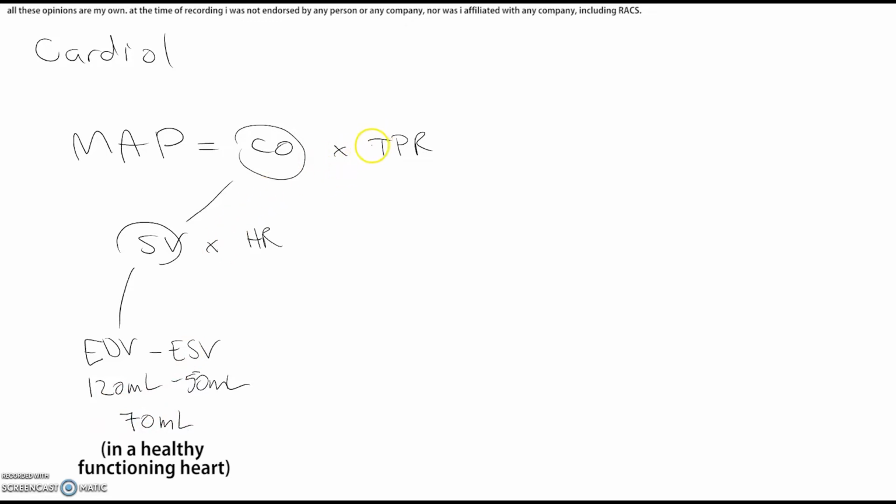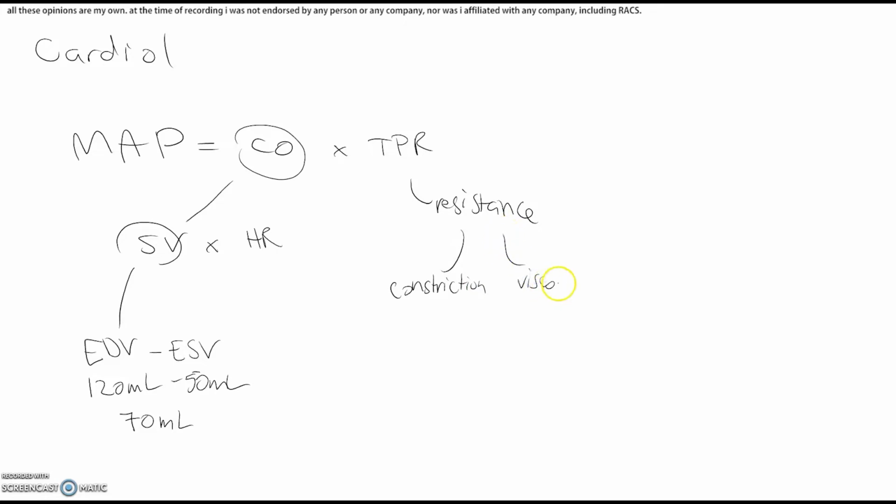Now, our total peripheral resistance is the measure of resistance within the vessels. So this is governed by the constriction of the vessels, and the constriction can be changed, whether it be by pharmacological means or neuronal means, and also the viscosity of the blood. Usually we're most concerned with the constriction of the vessels, because that's what we can change using our medications or using the body's physiology. So now that we've got this kind of down pat, we can start to discuss the receptors implicated in cardiac physiology.